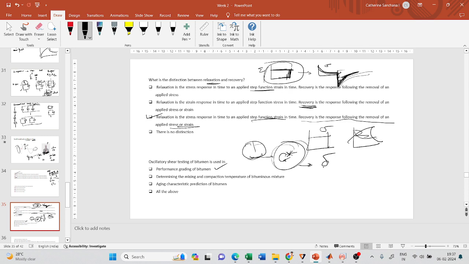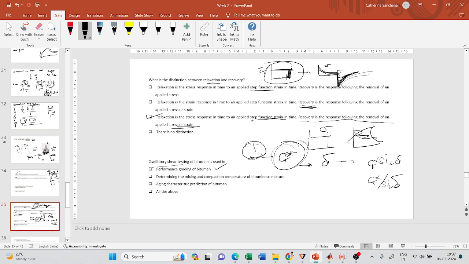Okay. And we will measure these two values and find out if the criteria, which is G star by sine delta, a particular criteria is satisfied. Okay, maybe when we go to performance grading, so this course will have performance grading as well. When we go to performance grading, we will know better. So for performance grading of bitumen, we will use oscillatory shear testing.